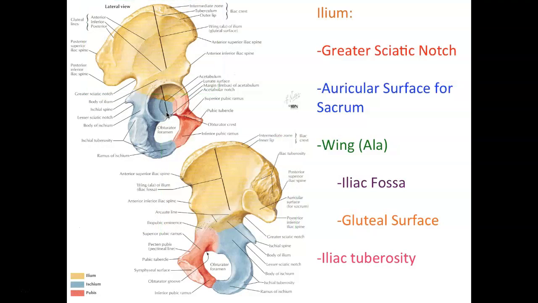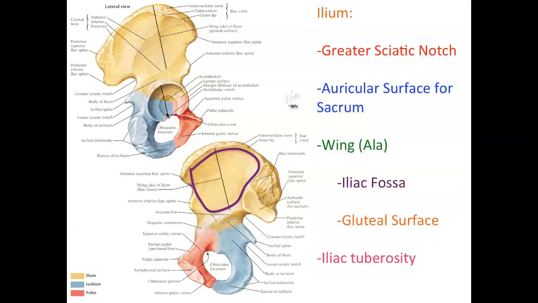On our medial surface, it'll be nice and smoothed out. So this is the iliac fossa. The term fossa means a shallow depression. So it's just a shallow depression, just how we saw on our scapula. We had that supraspinous fossa. They were all shallow depressions.